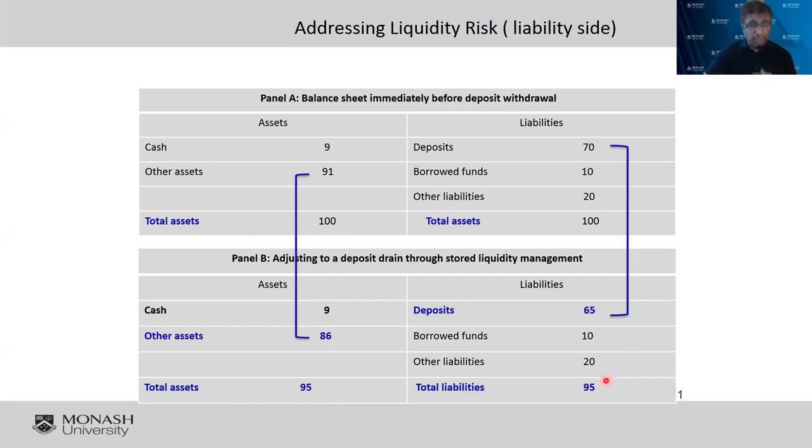So the first rule is, when we have a liquidity risk coming from the liability side, like withdrawals, and we deal with it from stored liquidity, which is the asset side, the balance sheet size will drop. So liability side risk, addressed through the asset side, the balance sheet size will drop. Let's look at the next case. Now, this is the next case.